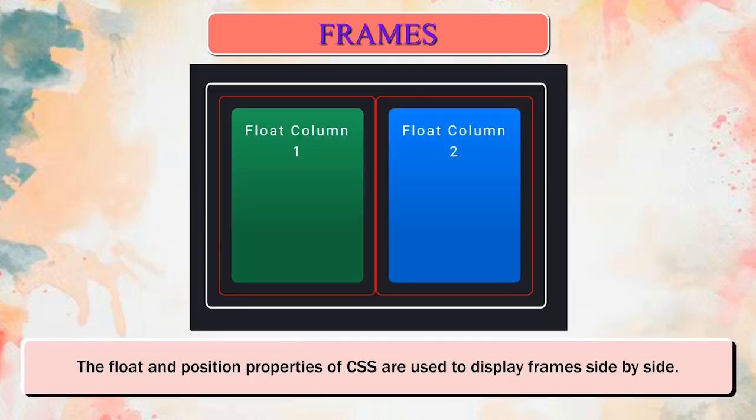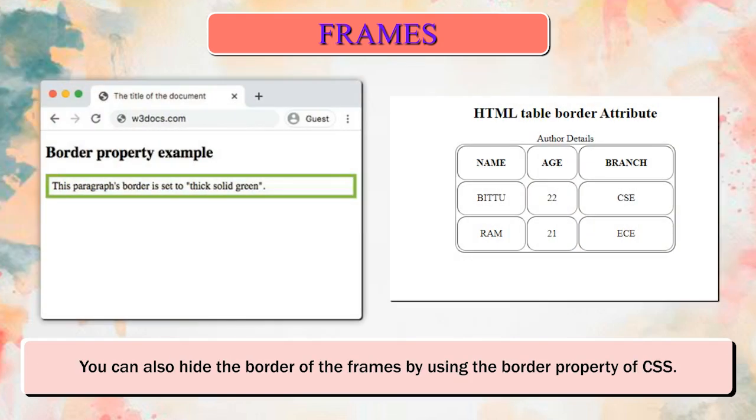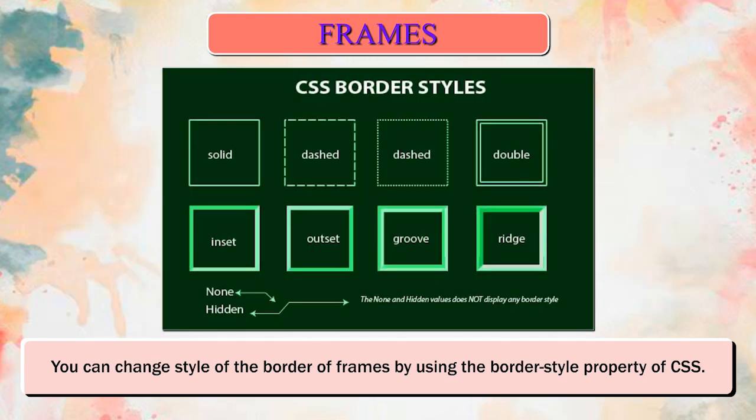The float and position properties of CSS are used to display frames side by side. You can also hide the border of the frames by using the border property of CSS. You can change the style of the border of frames by using the border-style property of CSS.